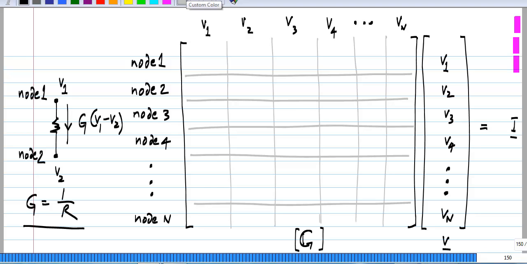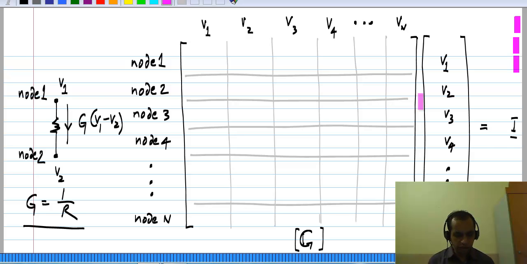Now this current flows from node 1 to node 2. So obviously entries corresponding to this resistor will appear in this equation corresponding to node 1 and this equation corresponding to node 2. And secondly, the current itself depends on V1 and V2. So it will appear in this column corresponding to V1 and this column corresponding to V2. And we've already worked this out, right? You already know how to analyze circuits with resistors and control sources. So you know these things.